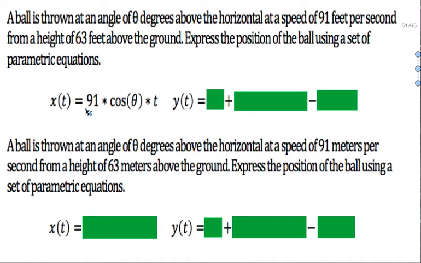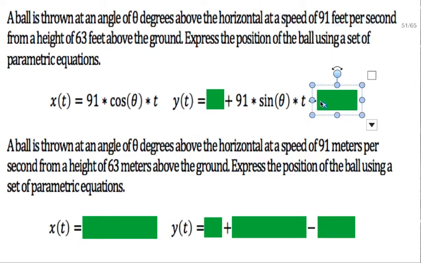Okay, so let me just go ahead and start uncovering it. We know that the Y formula is going to have the same basic thing here, except it's going to have sine instead of cosine, and I believe I put that in the middle on this one. Yep. And then we also need to have the effect of the gravity, and because we have our measurements in feet up here, we're going to use minus 16 t squared.